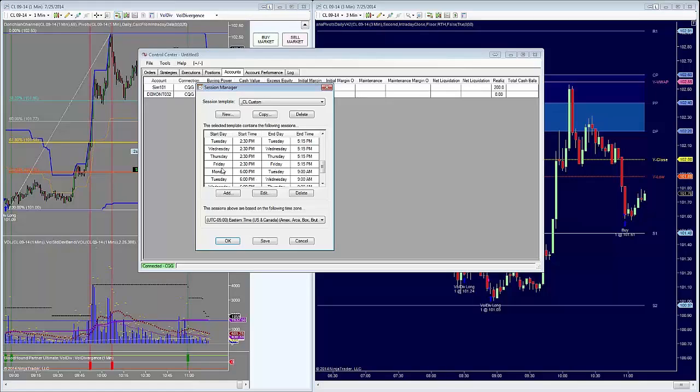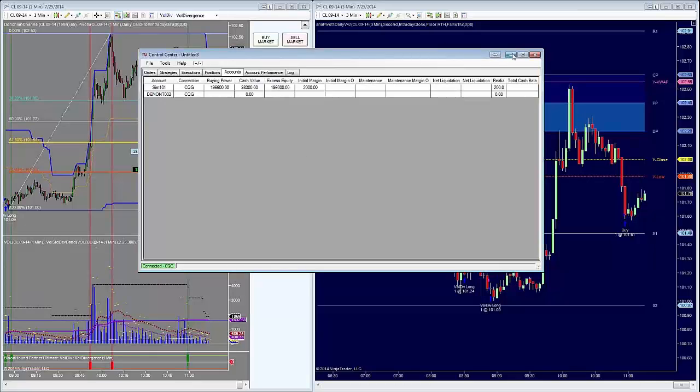the next day. So from Monday, 6 p.m. to Tuesday, 9 a.m. And we just do that for Tuesday, 6 p.m. to Wednesday, 9 a.m., Wednesday, 6 p.m. to Thursday, 9 a.m., and then Thursday, 6 p.m. to Friday, 9 a.m. All right, and that's it. That's our CL custom session template. So we save that now.